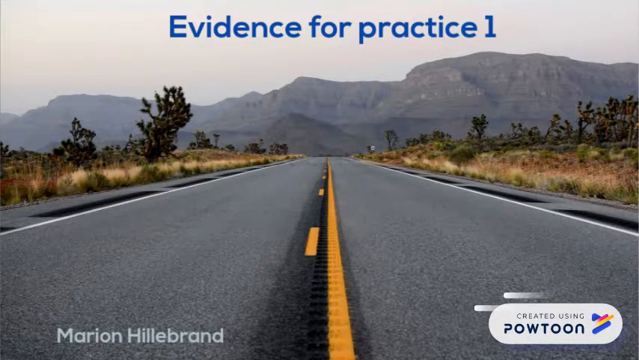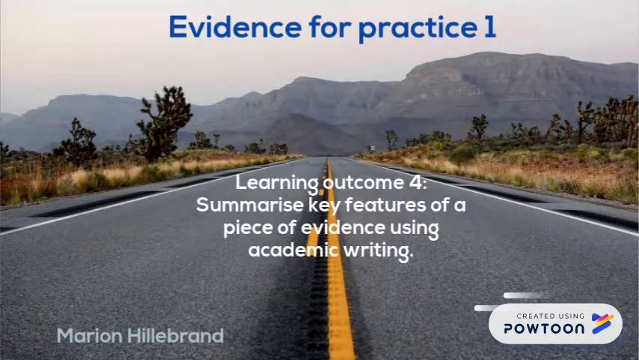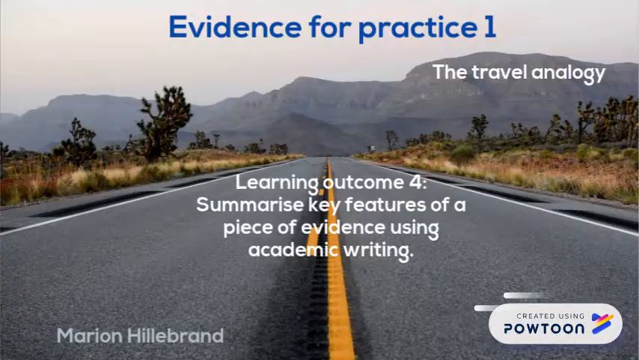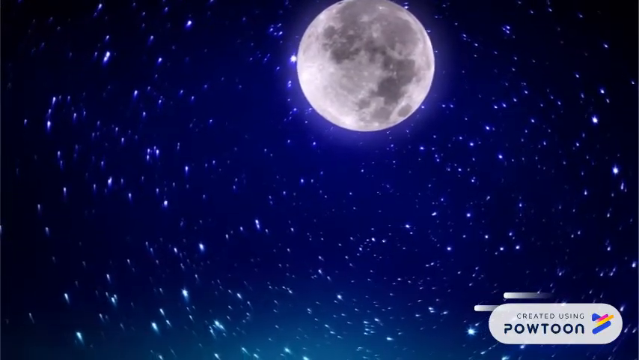In Evidence for Practice 1, Learning Outcome 4 is summarise key features of a piece of evidence using academic writing, and I like to do this using a travel analogy. So the analogy starts in outer space.